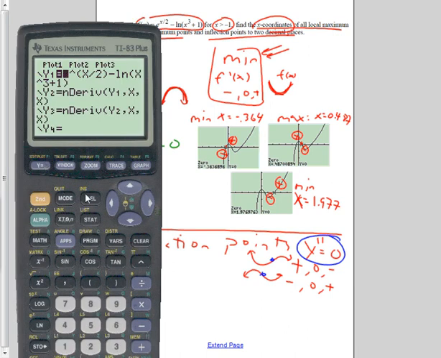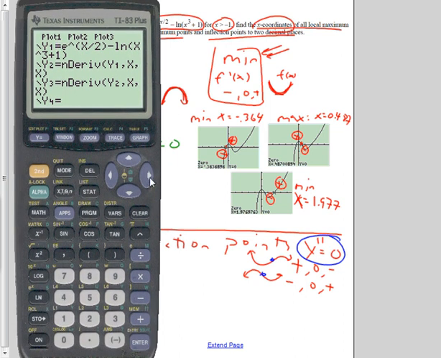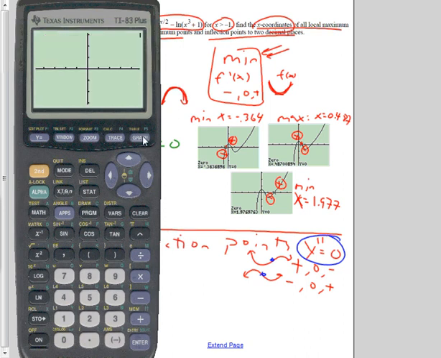So here we want to graph just the second derivative. Turn that on, press graph. Takes a little bit of time here. So this is our graph of our second derivative. So the same sort of thing that we need to do.